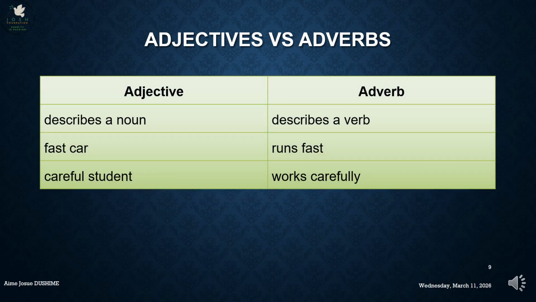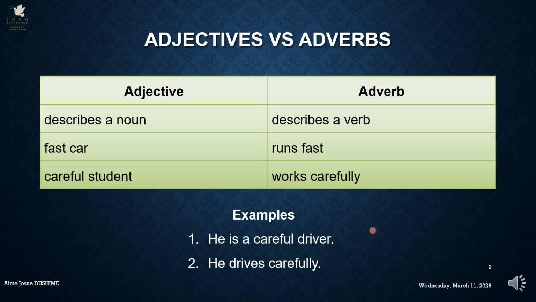Let's see the comparison between adjectives and adverbs. Adjectives describe a noun, but adverbs describe a verb. When we say a fast car, we are talking about the car, which is a noun. When we say runs fast, we are talking about how the action is done. Careful student, works carefully. When we say careful student, we are talking about a student, which is a noun. Works carefully, we're talking about the verb to work, the action.